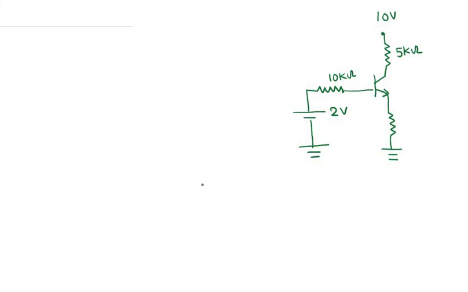Okay, and in this case you are given the information that alpha is equal to 50 divided by 51. So the value of alpha is 50 divided by 51. Then what is the value of IB, IC and VCE? Okay, so now first we need to confirm the mode of operation of this transistor.